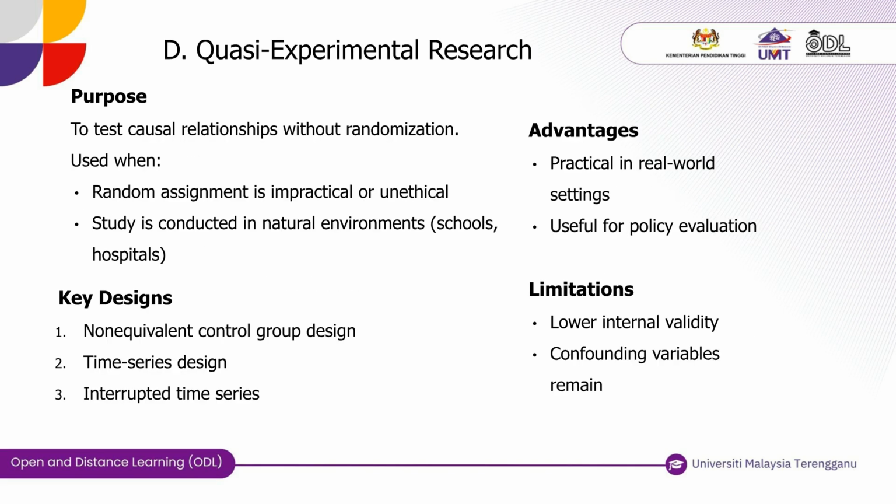Quasi-experimental research tests causal relationships without randomization, often when random assignment is impractical or unethical. Key designs include non-equivalent control groups and time series designs. It is practical for real-world settings but has lower internal validity due to confounding variables.